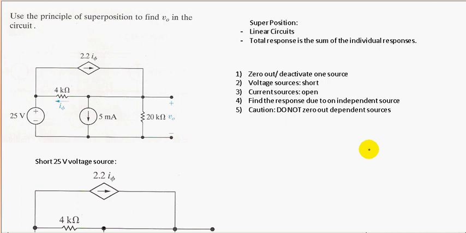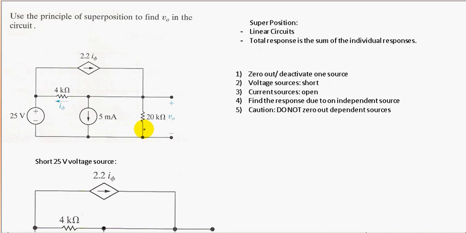Hello there. In this problem, we're going to be using superposition to find VO across this resistor. To use superposition, we must have linear circuits. And in this case, we do have a linear circuit, so we can apply the concept of superposition.